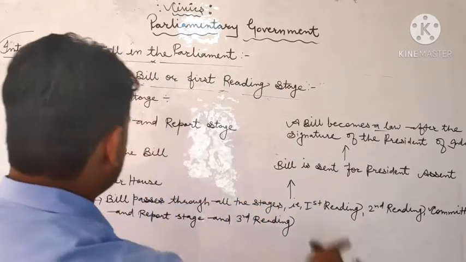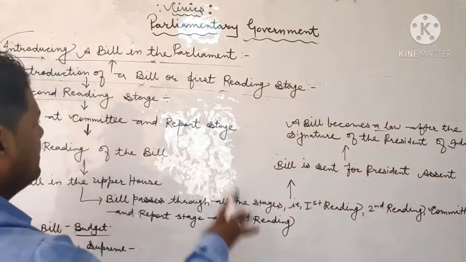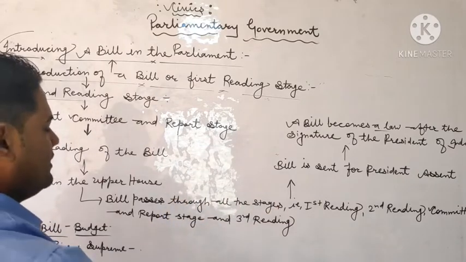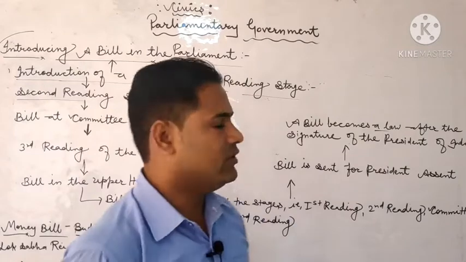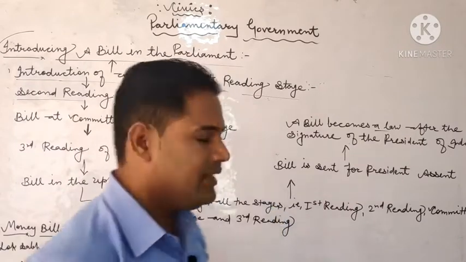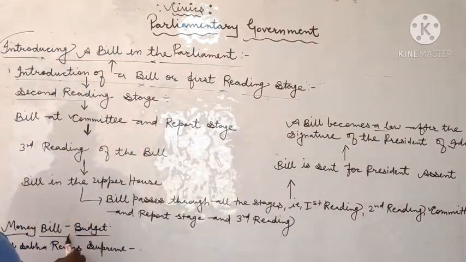The process for an ordinary bill is there in front of you. First reading, second reading, third reading, committee report, then the final approval by the president. But the money bill is a special kind of bill. Why?